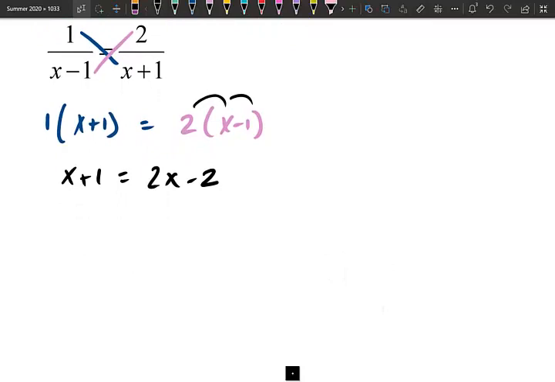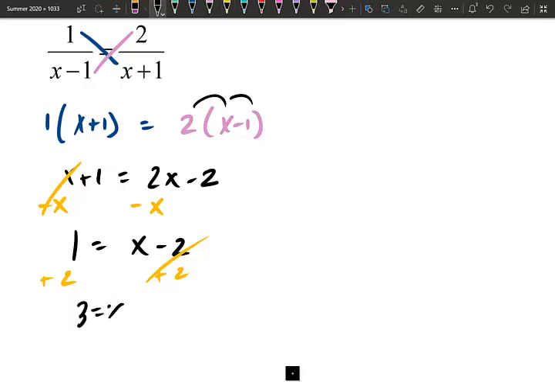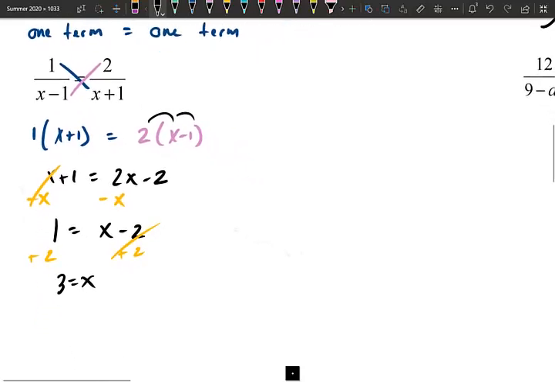So let's keep solving for x. I'm going to subtract x to keep it positive. So we're left with 1 equals x minus 2. Add 2 to both sides. And we have 3 equals x. Possibly, right? We don't know for sure. So let's check. You have to check yourself before you wreck yourself, right? All right, so let's check it.